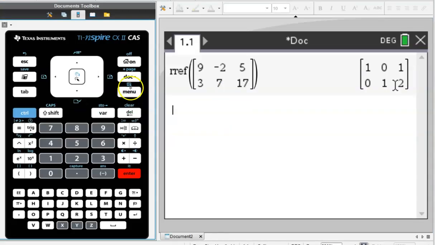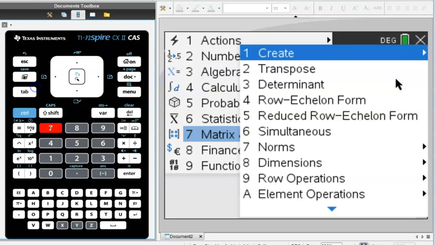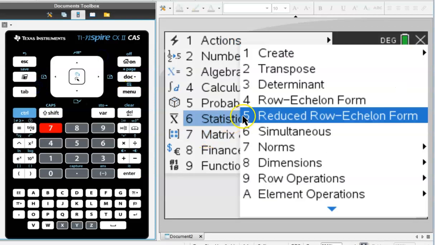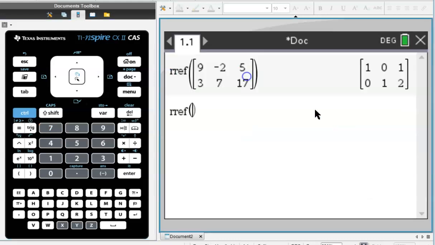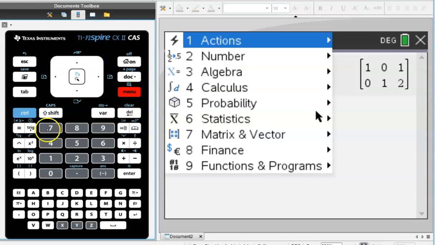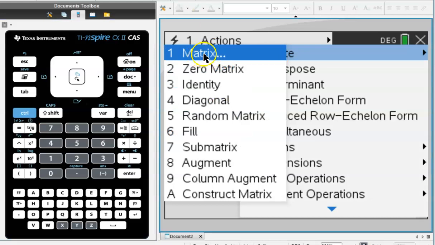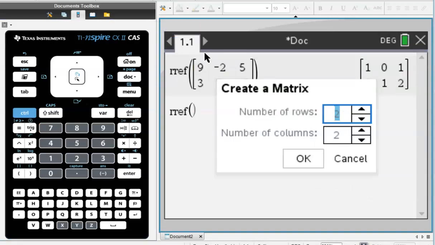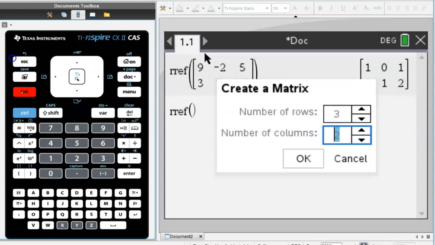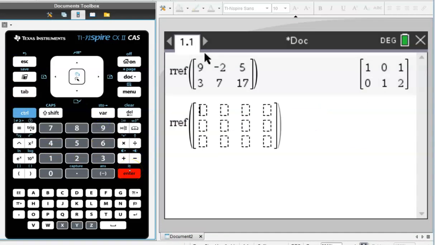So once again, the keyboard shortcut is menu 7, that brings us to the matrix menu, 5. This is the command that we would apply to do the row operations for us. Then again, menu 7 for the matrices, 1, 1. We're going to create an empty matrix. So we need 3 rows. I'll tab down and type 4 columns. We'll press OK. And now we've got a 3-row, 4-column empty matrix ready to be filled.